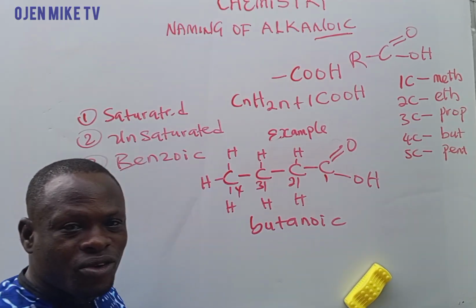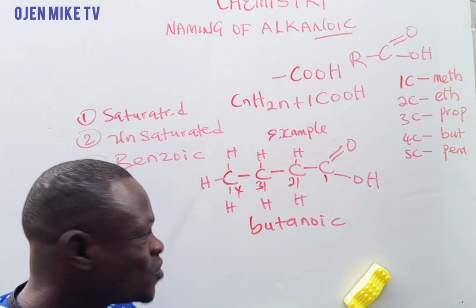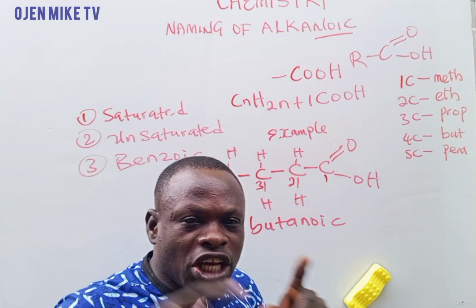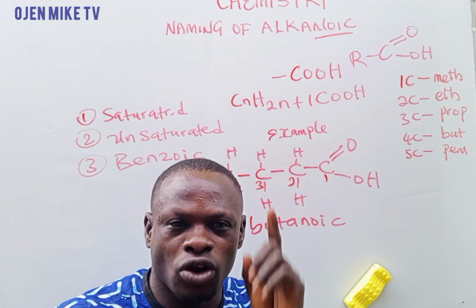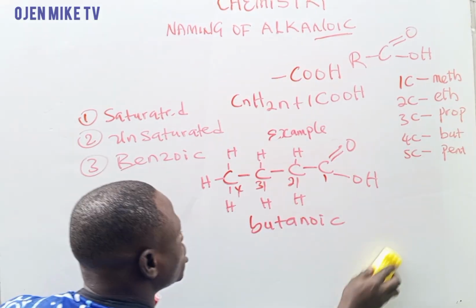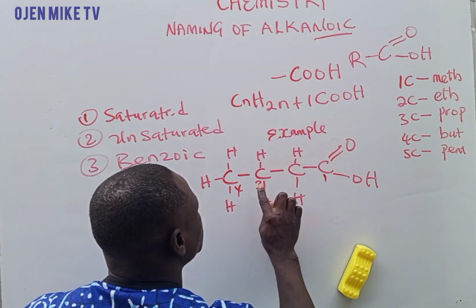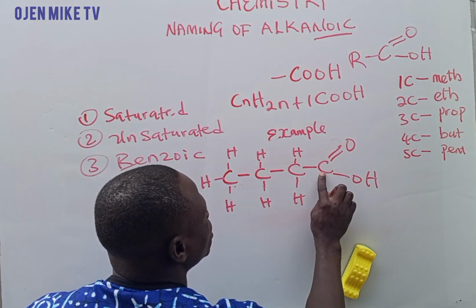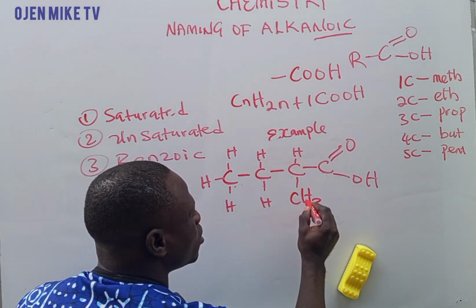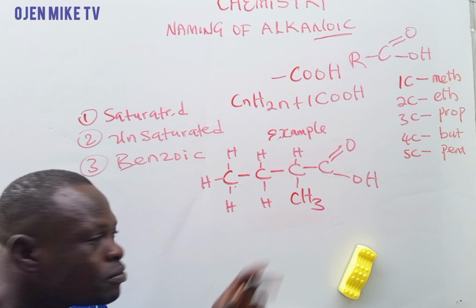Butanoic. Very, very simple. Is that understood? Now, in a situation where the chain has a child, has a daughter, has a son, how do you name it? What do I mean by that? Simple. Now, a situation where this chain now decides to have this one as a child. This is a child. How do I name it?